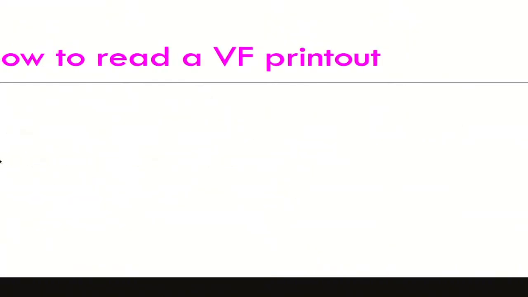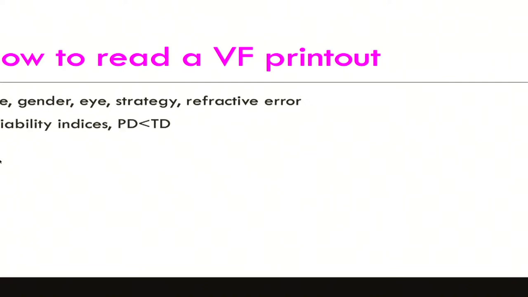So let's start. How to read a visual field printout? Zone one, you need to gather your age, gender, eye, what strategy was used, and refractive error. All these points are important. Then you look at the reliability indices. Your PD should be less than your TD. Does the PD satisfy Anderson's criteria?